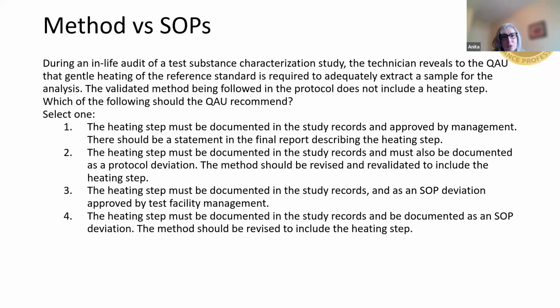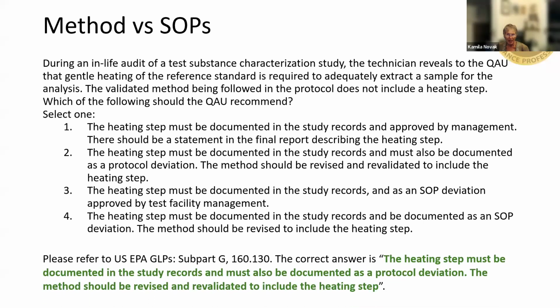Looks like everybody says 2. Okay, so let's take a look. The heating step must be documented in the study records and as a protocol deviation. The method should be revised and revalidated to include the heating step. Yes, everybody is correct. Wonderful. And this is exactly the correct thing to be done.